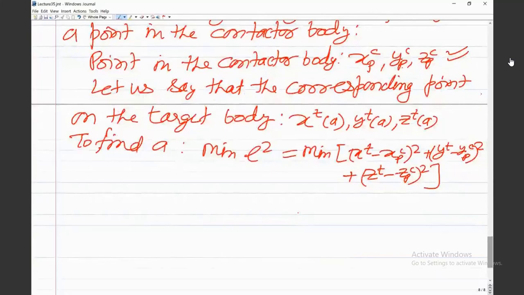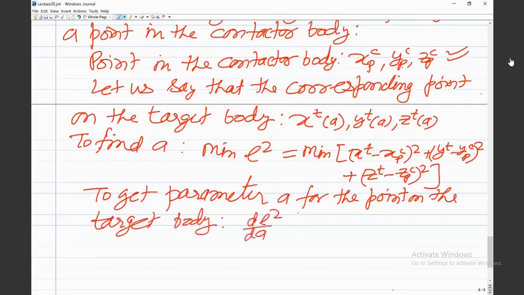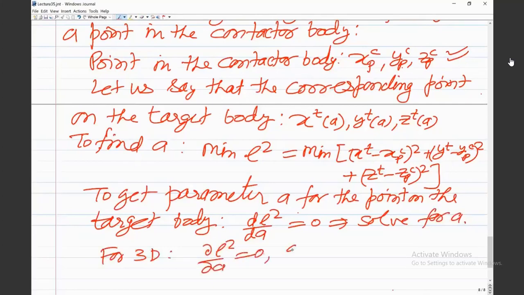Now because we have to minimize this, we use the first order necessary condition. So to get the parameter A for the point on the target body, we just do this, dL square upon dA equal to 0 and solve for A. For 3D you will get two equations. You will have del L square by del A equal to 0 and del L square by del B equal to 0, and then you solve for A and B.